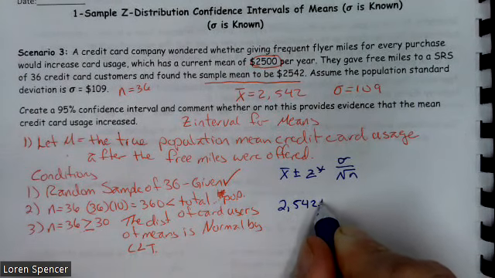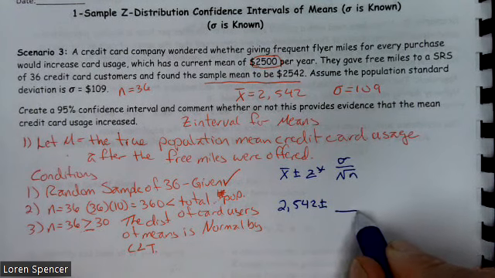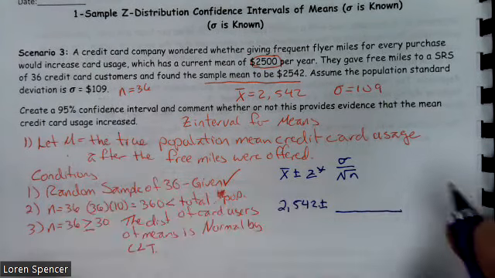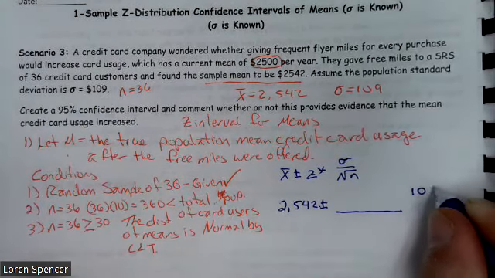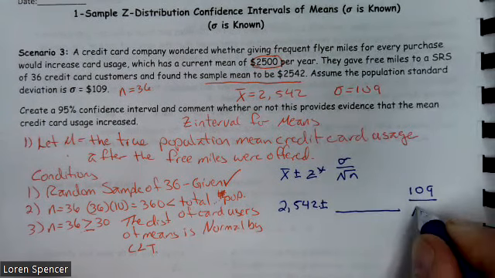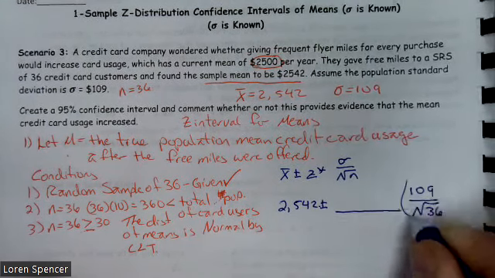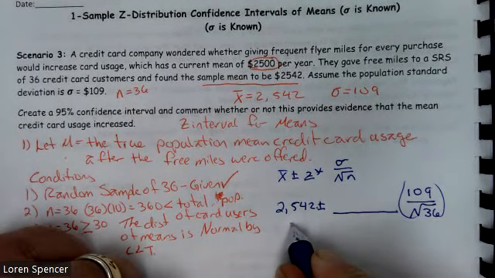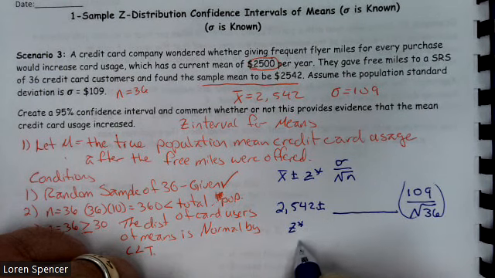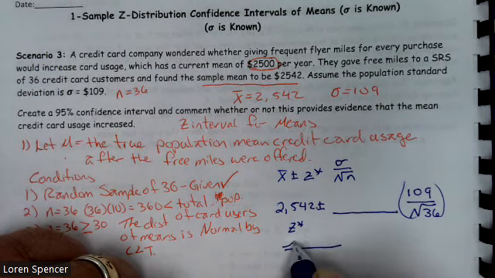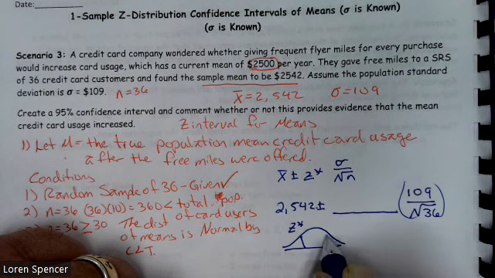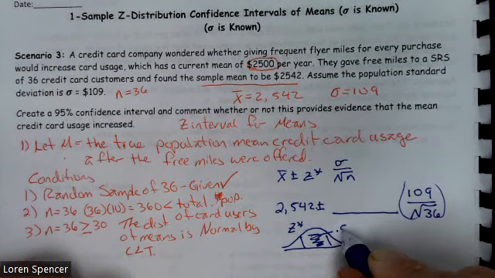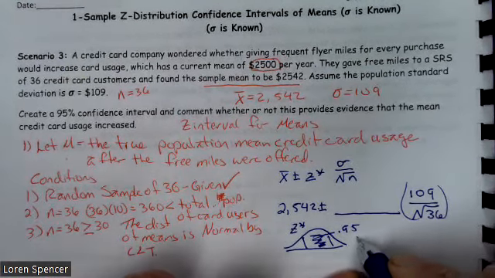2,542 plus or minus, we don't know Z star, so we're going to leave a pretty good space for it. Our standard deviation for the population was 109, so we're good with that. And we know our sample size is 36. So we have all of that, but we need the Z star. Well, we get Z star by doing an inverse norm, because basically we're working with an area that we need to know of 95%. So 0.95. So this is going to be an inverse norm.